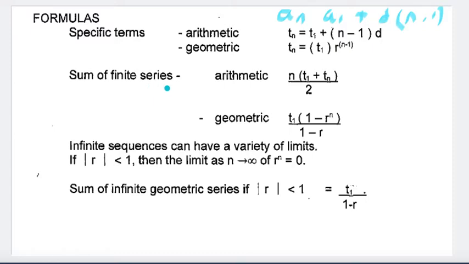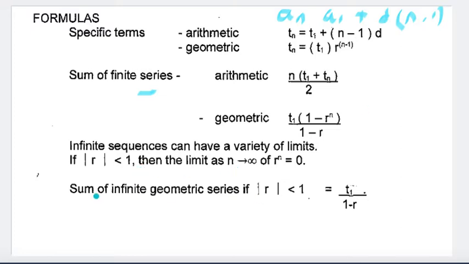The sum of a finite series of an arithmetic sequence will equal n times the sum of the first term and the nth term, all divided by 2. For the sum of a finite geometric series, you take the first term times 1 minus r to the n, divided by 1 minus r. Again, r is the common ratio.